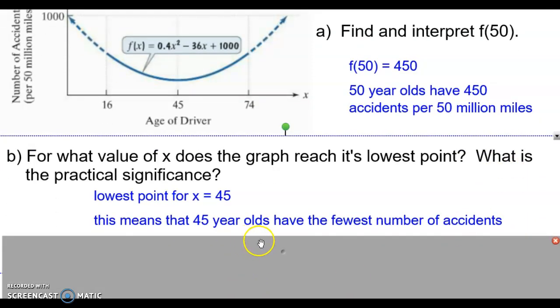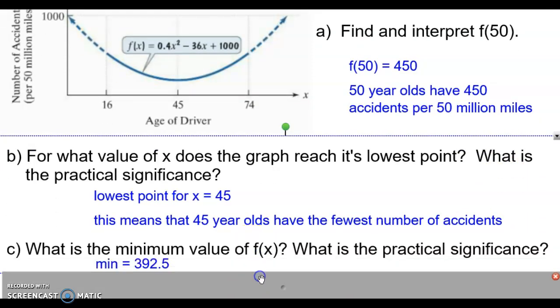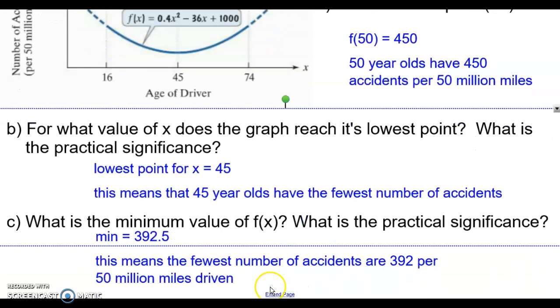All right, next question here. What's the minimum value? Well, if I plug 45 into my function up here, I would get 392.5. Again, the answer for that I'm getting is telling me the number of accidents. So that's telling me that 45-year-olds have roughly 392 accidents per every 50 million miles. That's the fewest of any category.